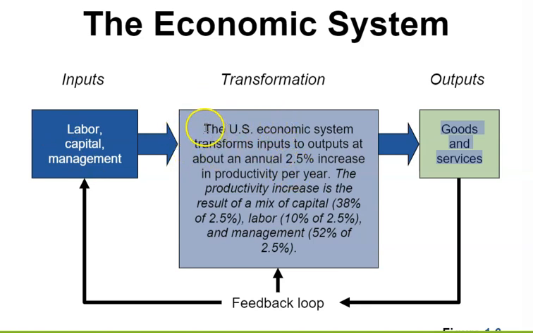You can see that the US economic system transforms inputs into outputs, with about an annual 2.5% increase in productivity per year. Productivity increase is the result of a mix of capital, 38%, labor, about 10%, and management, 52%.